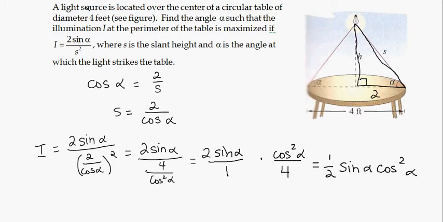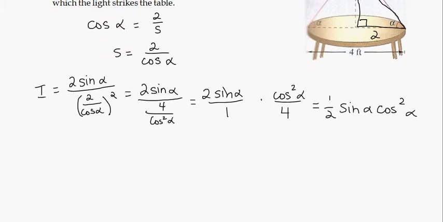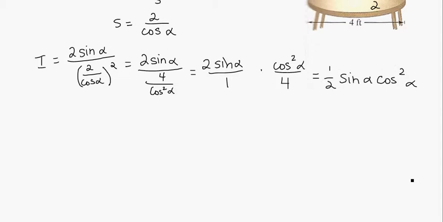Okay, so as I said earlier, we need to optimize this equation. So that means finding the derivative and setting it equal to 0, or finding where it's undefined. But this one will not be undefined because sine of alpha and cosine squared of alpha are never undefined. So we're going to take the derivative. This is going to require the product rule.